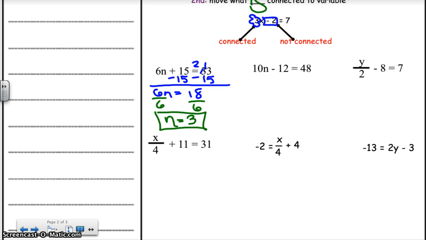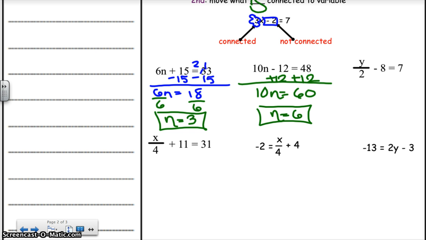10n minus 12 equals 48. What do I need to move? 12. How? Plus. Plus 12, plus 12. 10n equals what? 60. Divide by 10, n equals 6. And again, this is me showing my work.